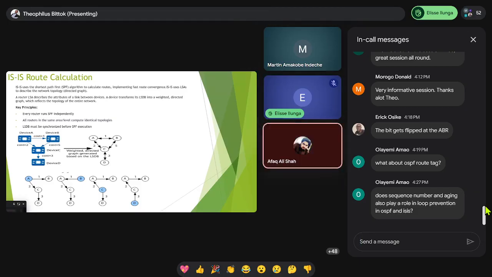Hi, yes, Martin. There is a small question. What about the loop prevention in ISIS? Is it the same as OSPF, or is it more optimized here? Just a brief answer if you can.